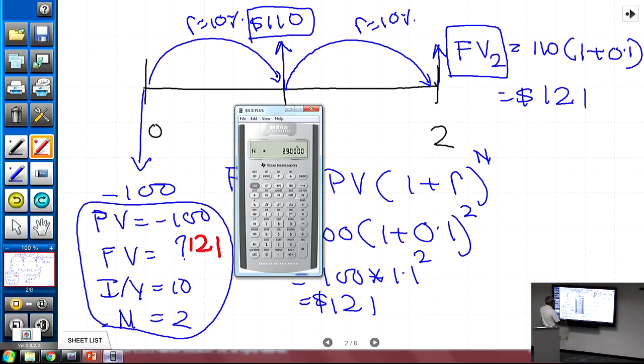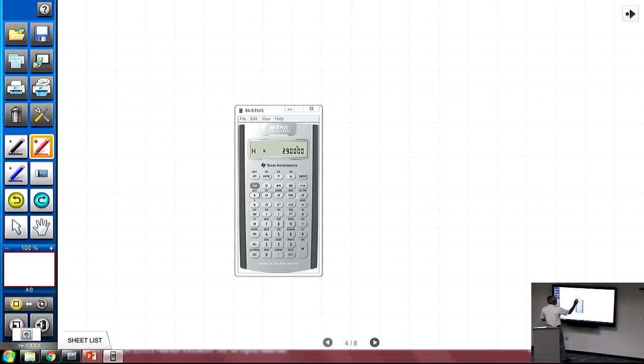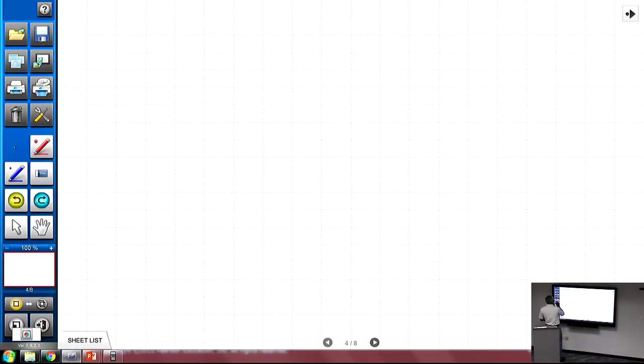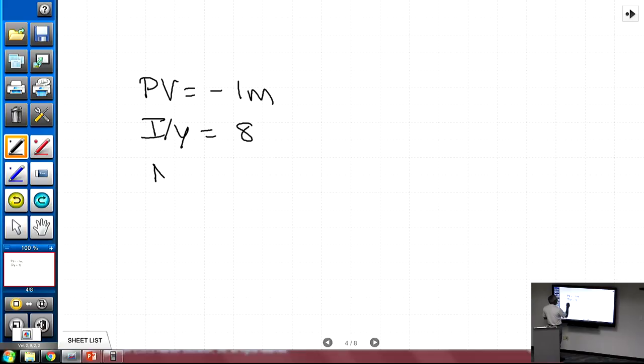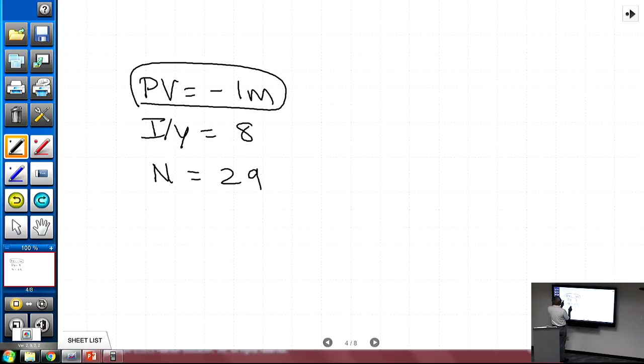Okay, so let me work this out over here. It'll be easier that way. So we have present value as 1 million. Interest rate IY is 8%. N is 29. And now, sorry, present value is not 1 million. This is present value 1. This is not important to us, because that 1 million we are going to keep anyway. So I'm not going to use this.